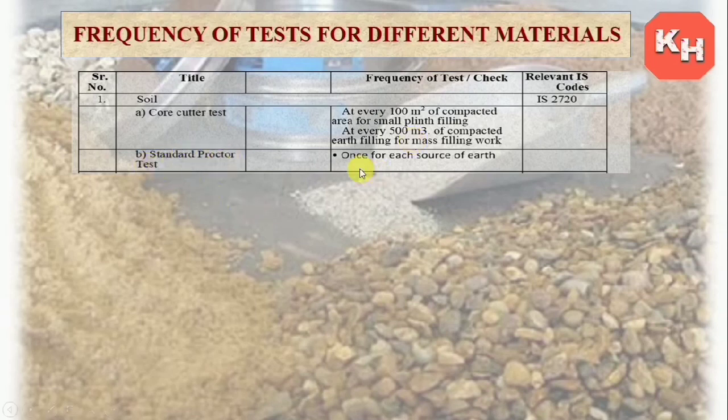Standard proctor is taken for each and every source of earth. Whenever we procure earth from different sources, every time we have to take that standard proctor test. This is as per the relevant IS code, IS 2720.